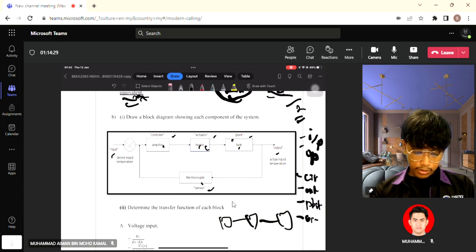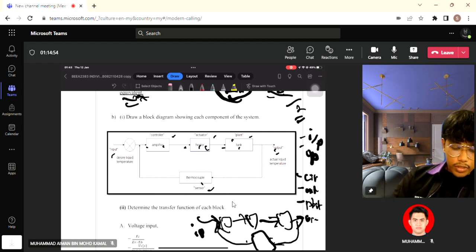Draw the 4 boxes first, and then we go through 1, 2, 3, 4. Alright. So make sure the error from input is going through output. The error must be like this, like it's shown in the answer. And at the end it goes back to the sensor, and the sensor goes back to the input.